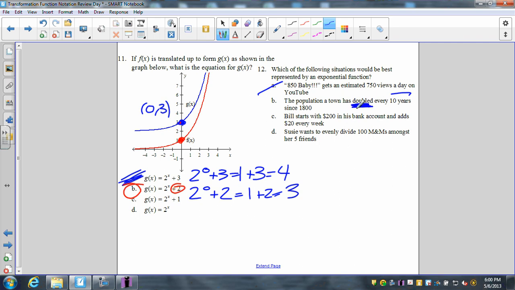The population of the town has doubled every 10 years. Doubled, that's a pretty good word that means exponential equations, right? That's 2 to the x. That's what doubled means, 2 to the x. Bill starts with $200 in the bank account. That's his b. And adds $20 every week. That is linear. We don't want linear. We want exponential. And Susie wants to evenly divide 100 M&Ms among 5 friends. That answer is 20. That's not very exponential. That's just a division problem. So B is the correct answer.